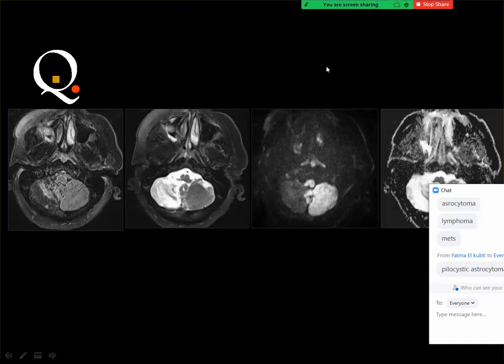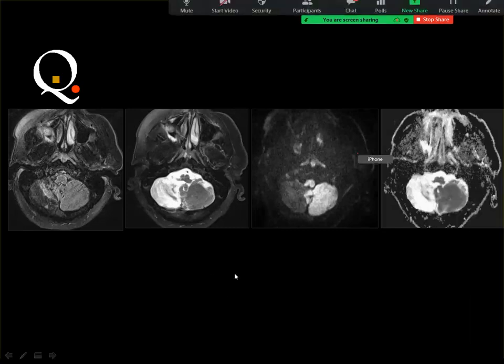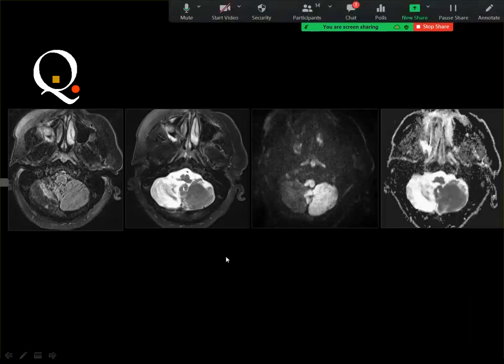No, pilocytic astrocytoma, left or right? What do you think? Where is the cerebellum which is bad? Left or right? No. The right cerebellum is that cerebellum which is diseased.